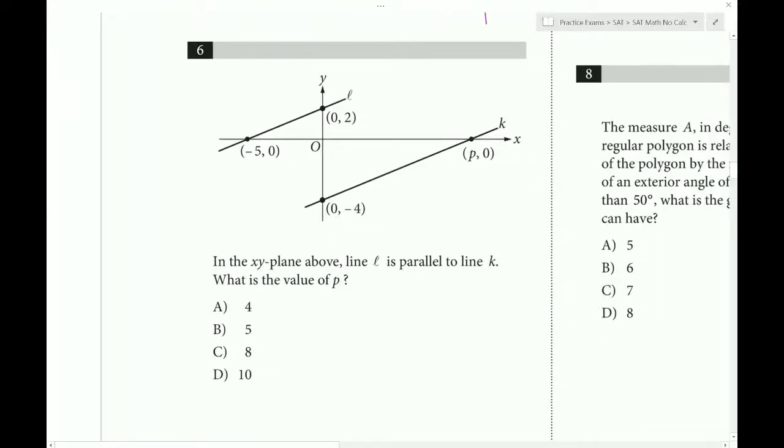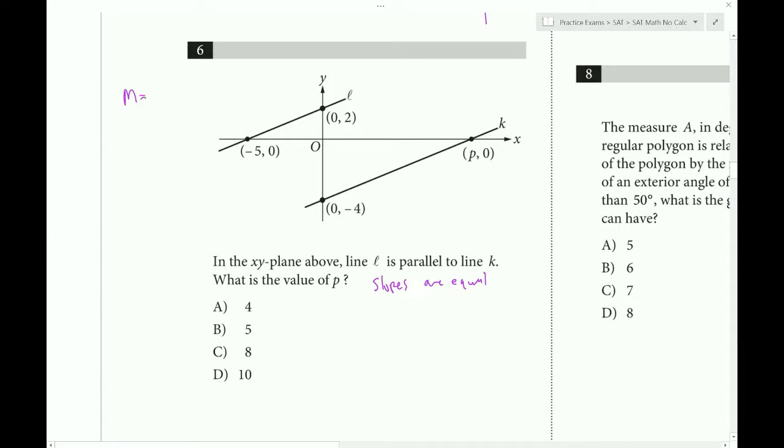Okay, so now we're on question 6. In the xy plane above, line L is parallel to line K. What is the value of P? Alright, so whenever we have two lines that are parallel, we know that their slopes are equal. So our task here is going to be to find the slope of line L first.